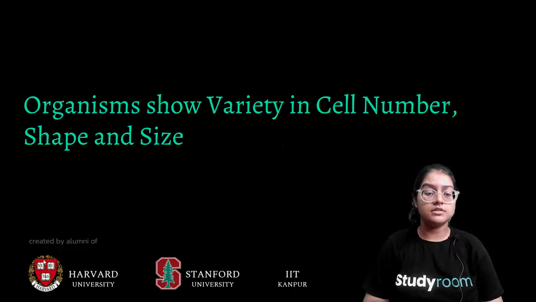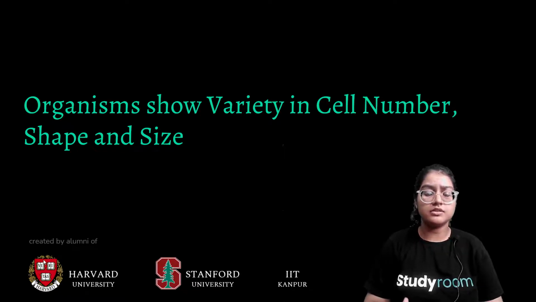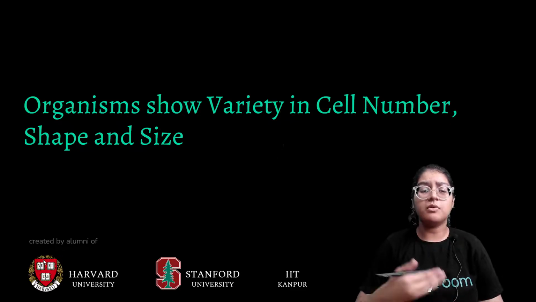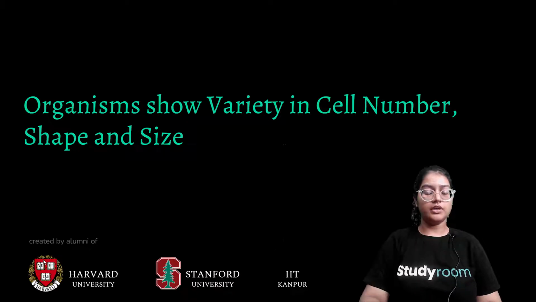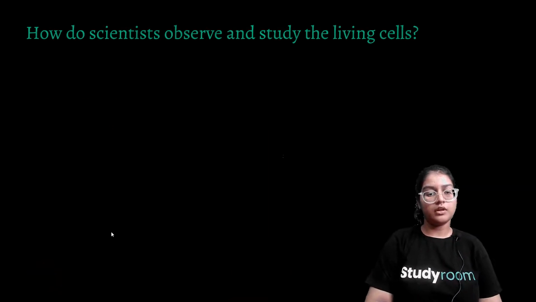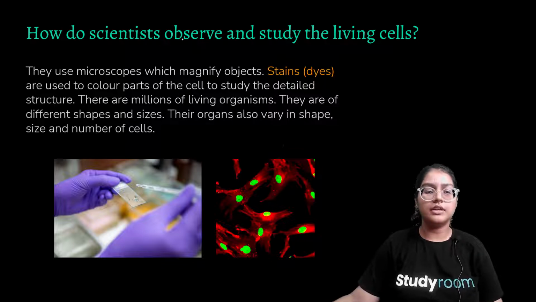Since we now know what a cell is and what the varieties of cells are, we know that cells have different shapes, structures, and sizes. But how these shapes vary, and how cell number varies from organism to organism, we'll look into now in this video. So, how do scientists observe and study living cells?